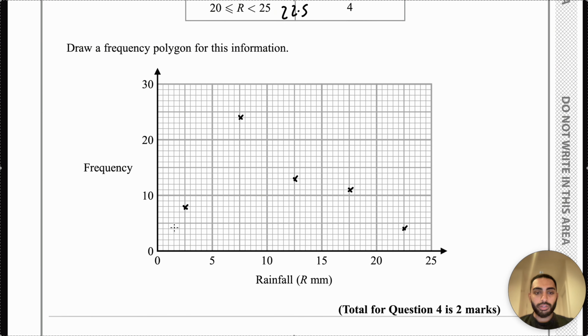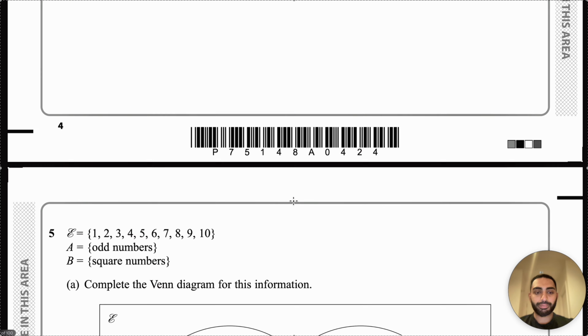Last thing that you need to do is just connect up all of these points. You don't connect it from the start or at the end, you just connect up the ones that you've plotted. That's the first one. That's that second one. That's the third one. And that's the last one. So it should finish off like this.